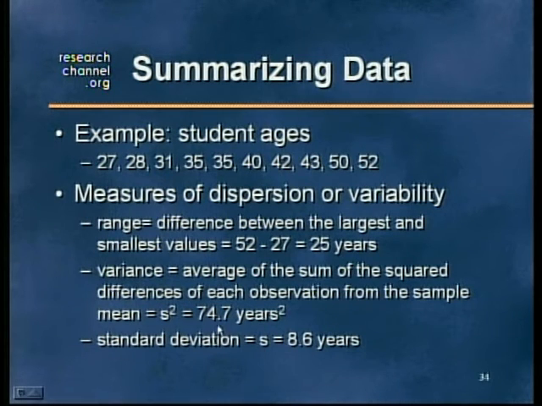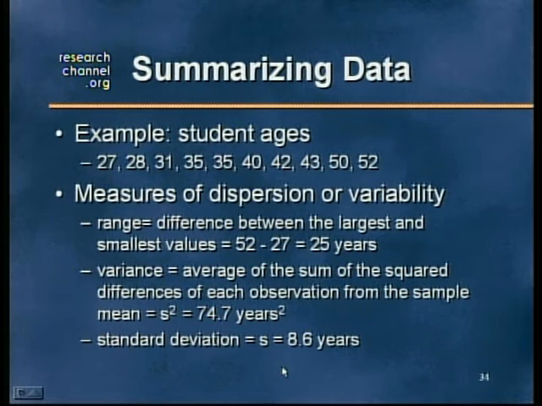So the standard deviation is more interpretable because it's the square root. The square root of 74.7 is 8.6 years. So if this followed a normal distribution, we would be able to use this information to say a standard deviation of 8.6, if the mean was 38.3, would tell us that about 68% of the ages are within about 9 years of the mean, so from the range of about 29 up to 47 years.